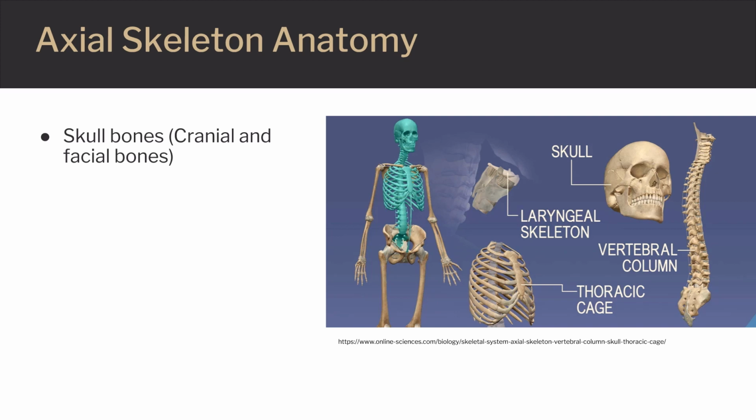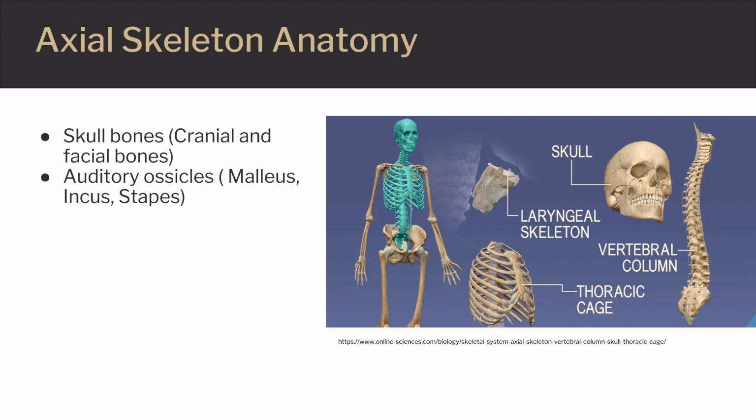Skull bones. The adult skull comprises 22 bones. These bones can be further classified by location. Cranial bones. The 8 cranial bones form the bulk of your skull. They help to protect your brain. And facial bones. There are 14 facial bones. They're found on the front of the skull and make up the face.